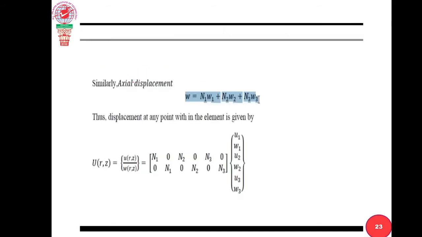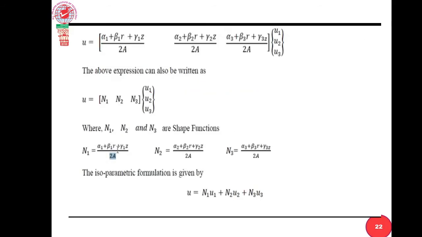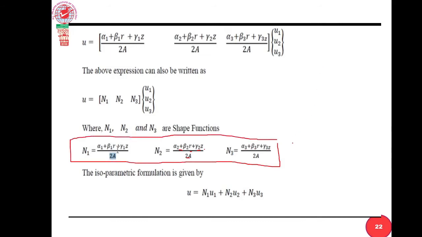I think that is the next step. N2 means alpha 2 plus beta 2 R plus gamma 2 Z, divided by 2A. N3 is equal to alpha 3 plus beta 3 R plus gamma 3 Z, divided by 2A. So these are called what? Shape functions. For which case? For an axisymmetric element, for axisymmetric triangular elements. Okay? Understood?